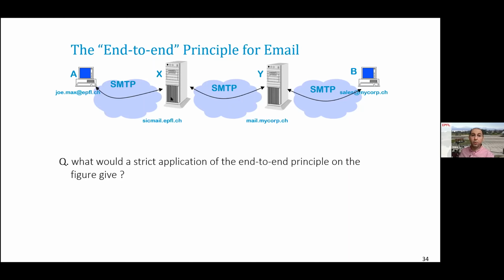But in between A and X, it's packet switching. Between X and Y, it is packet switching, and between Y and B, it is packet switching. So store and forward is applied only at Y and X. So if you would like to apply the end-to-end principle here, how can we apply it?